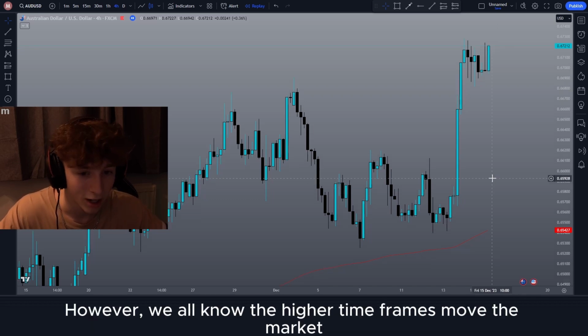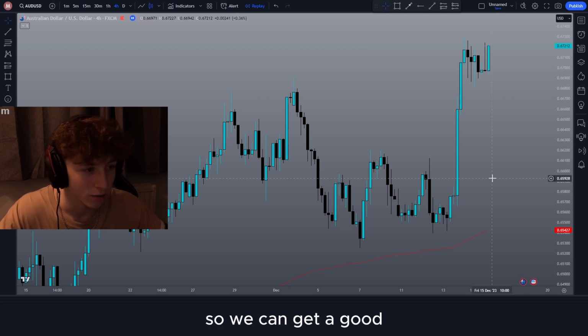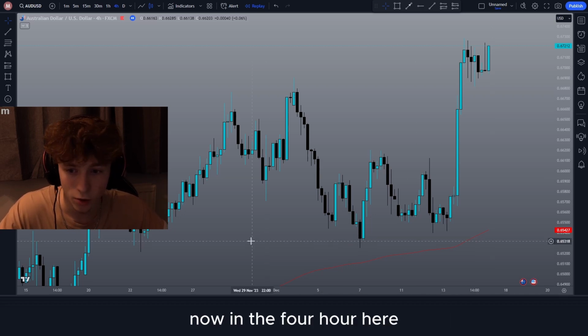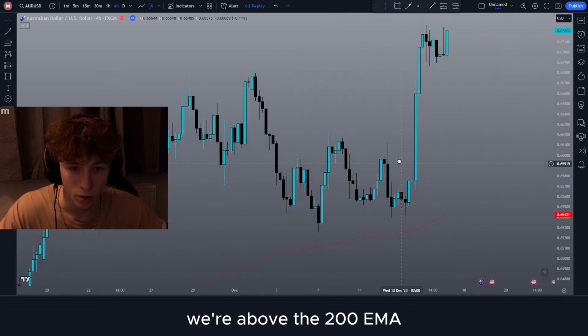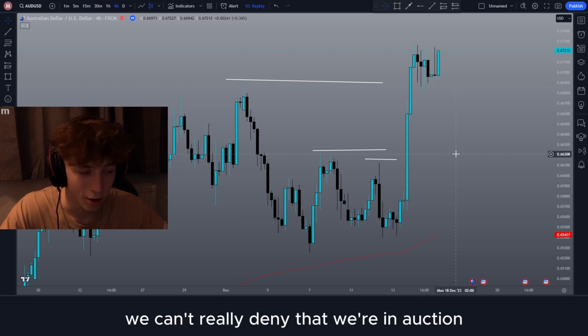However, we all know the higher time frames move the market and they always provide a great directional bias so we can get a good confluence on whether we're buying or selling. Now in the 4 hour here, we can clearly see we're in an uptrend. We're above the 200 EMA. We've just broken 1, 2 and 3 structures here. You can't really deny that we're in an uptrend.